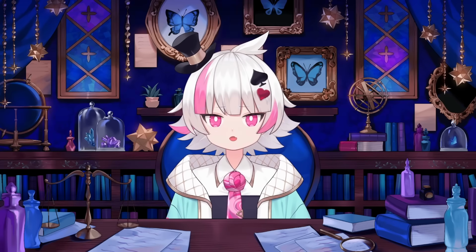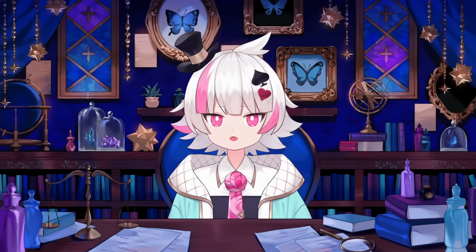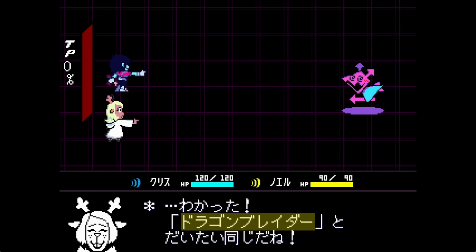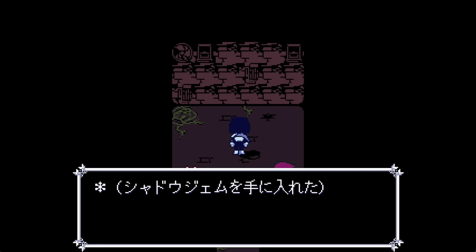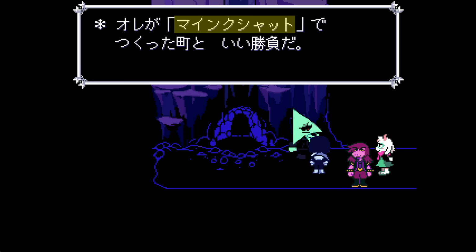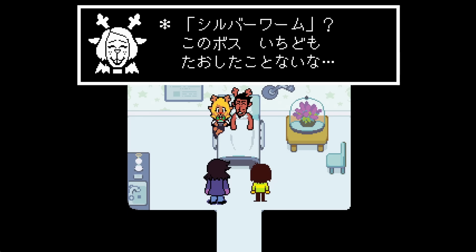Now let's go through some of the smaller details. For starters, a bunch of names were localized. Dragon Blazers is changed to Dragon Blader, and it gets shortened to Dorabure in conversation, which is close to Dorakue, the shortened version of Dragon Quest. Shadow crystals are now called Shadow Gems. Minecraft becomes Minekushatto, which is mine plus kushatto, an onomatopoeia crushing sound. The boss Silver Drake from Dragon Blazers becomes Silver Worm.